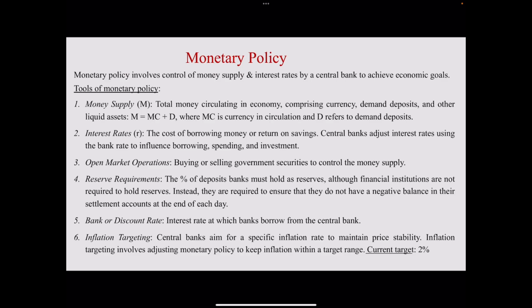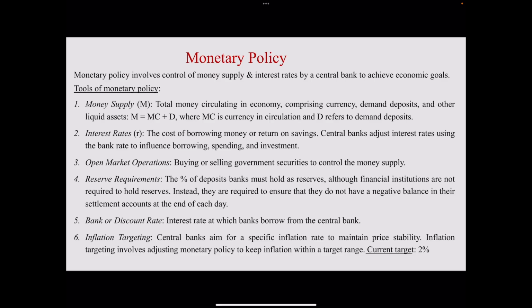A fourth monetary policy instrument is reserve requirements, the percent of deposits that banks must hold as reserves. Although financial institutions are not required to hold reserves anymore, instead they are required to ensure that they do not have a negative balance in their settlement accounts at the end of each day. Now, commercial banks can borrow from the federal or the central bank or from each other. We'll get to that in a little bit.